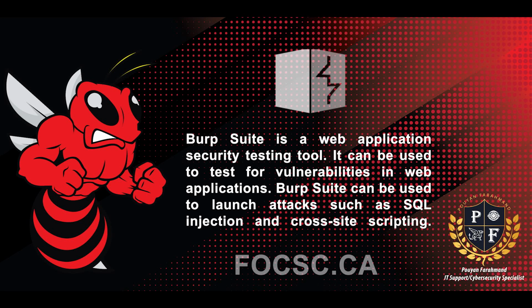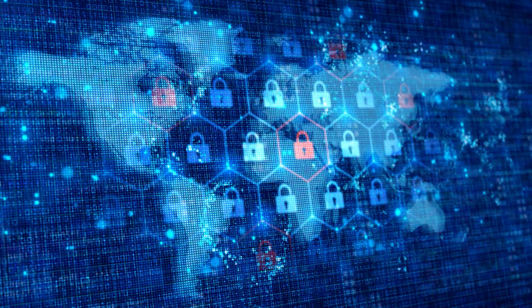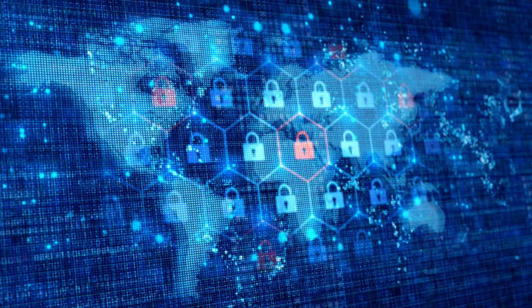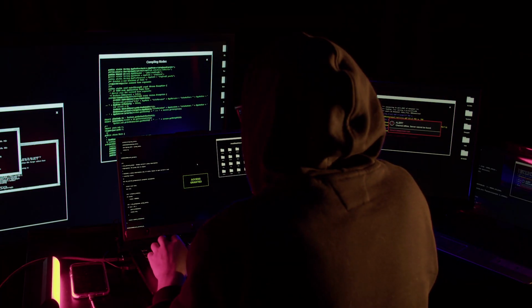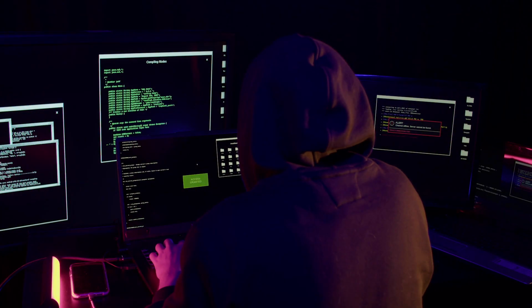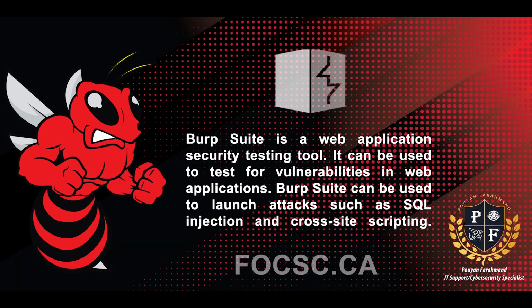Now that we have a basic understanding of what Burp Suite is and what it can do, let's take a look at some of the ways it can help you protect your web application. The first way Burp Suite can help is by identifying potential vulnerabilities. It can be used to scan your web application for common vulnerabilities such as SQL injection, cross-site scripting, and more. Once a vulnerability is identified, Burp Suite can provide you with detailed information about the vulnerability, including the risk level and potential fixes.